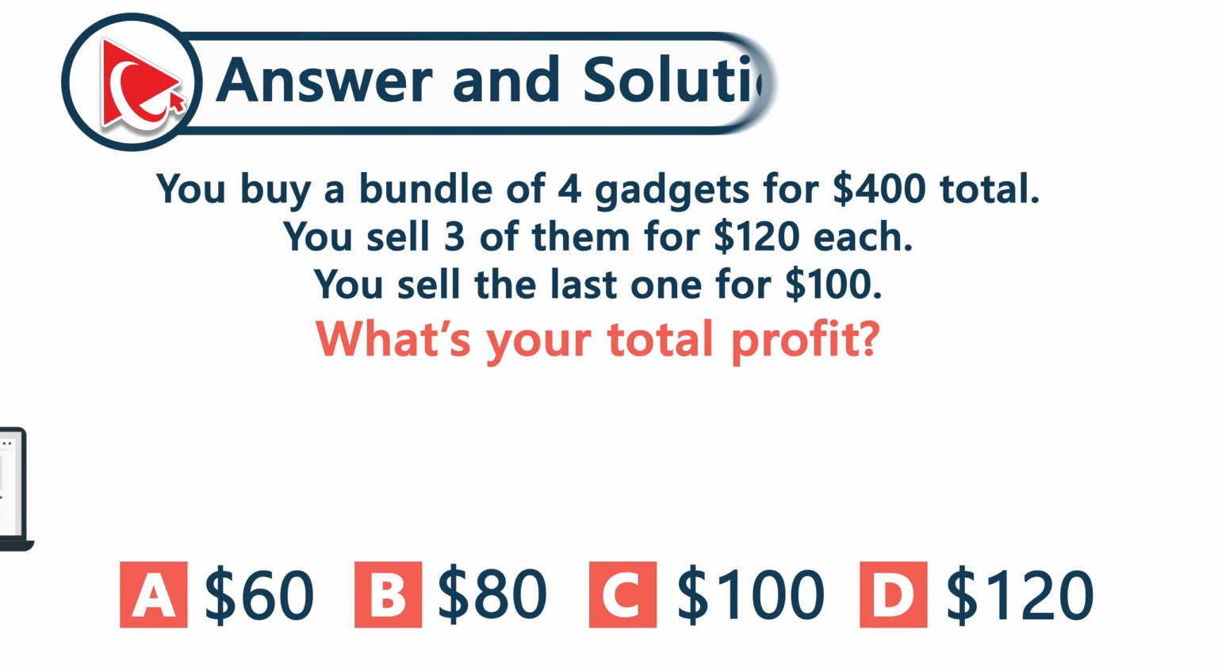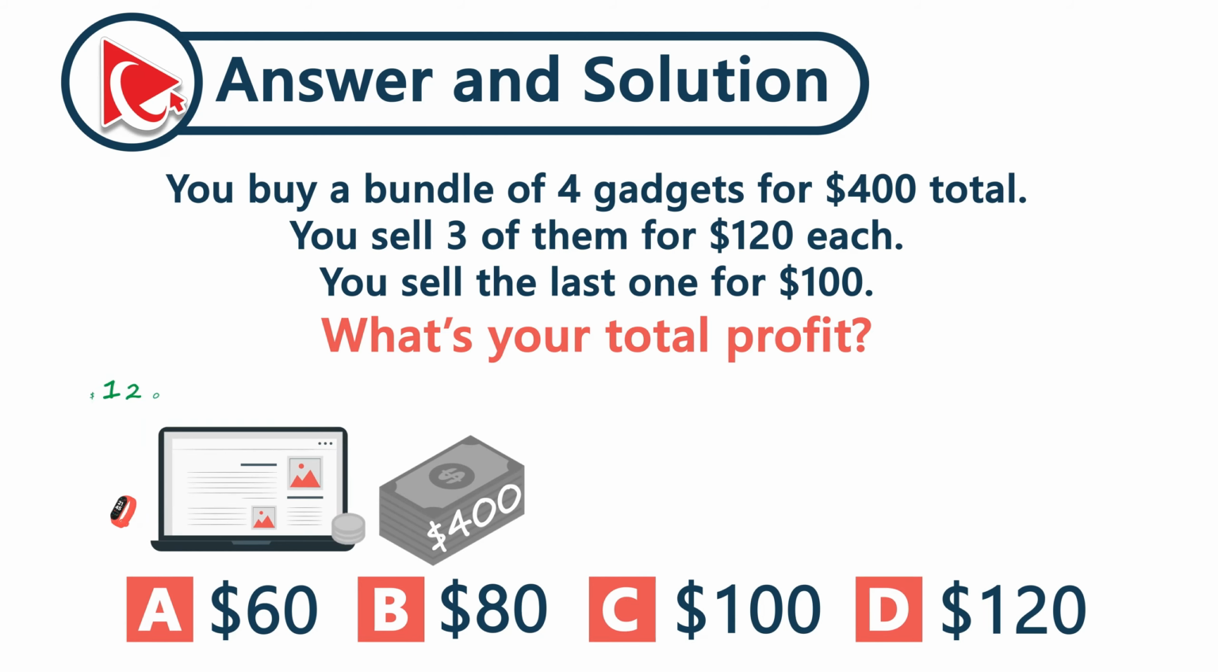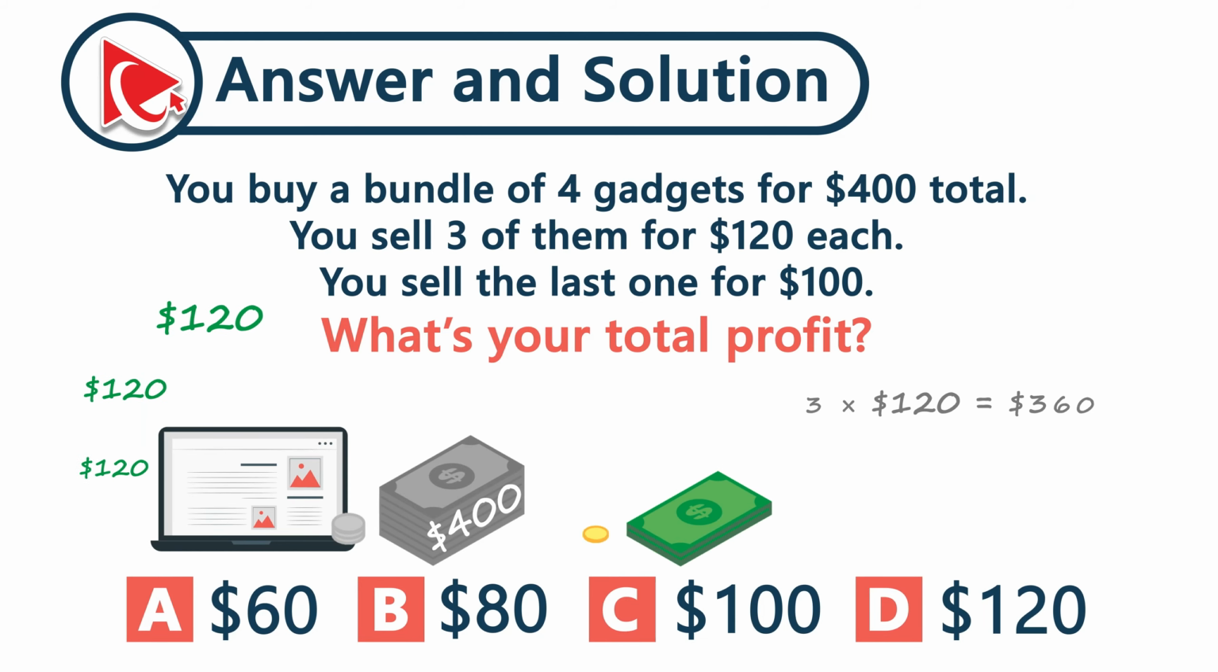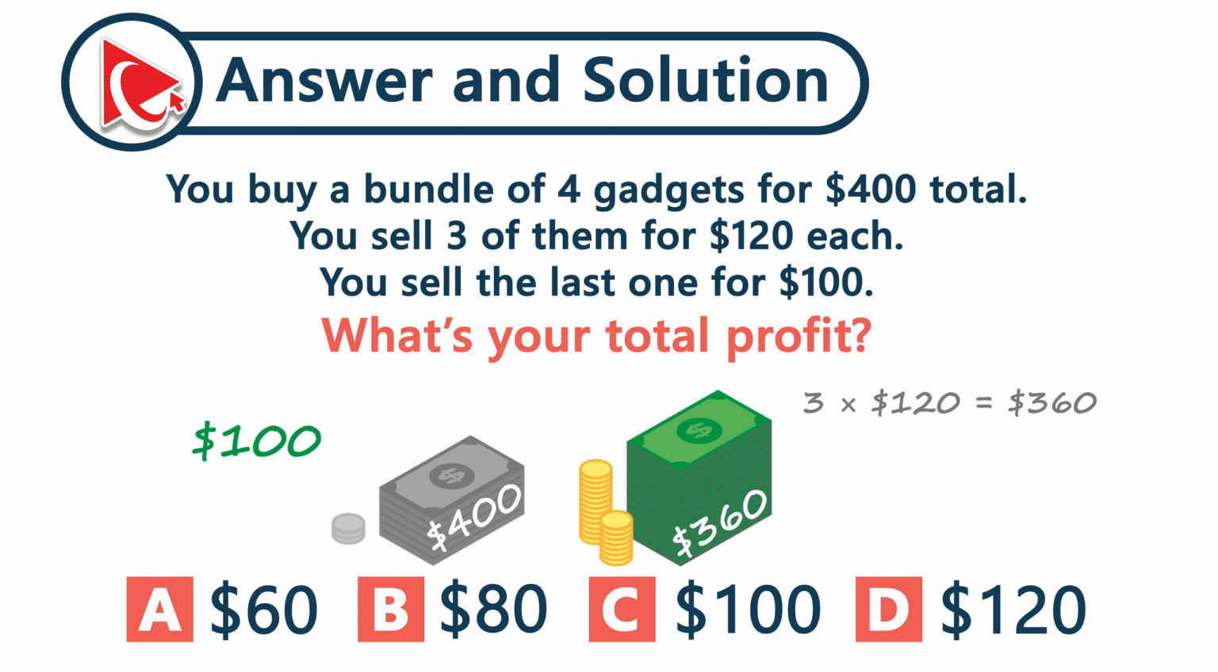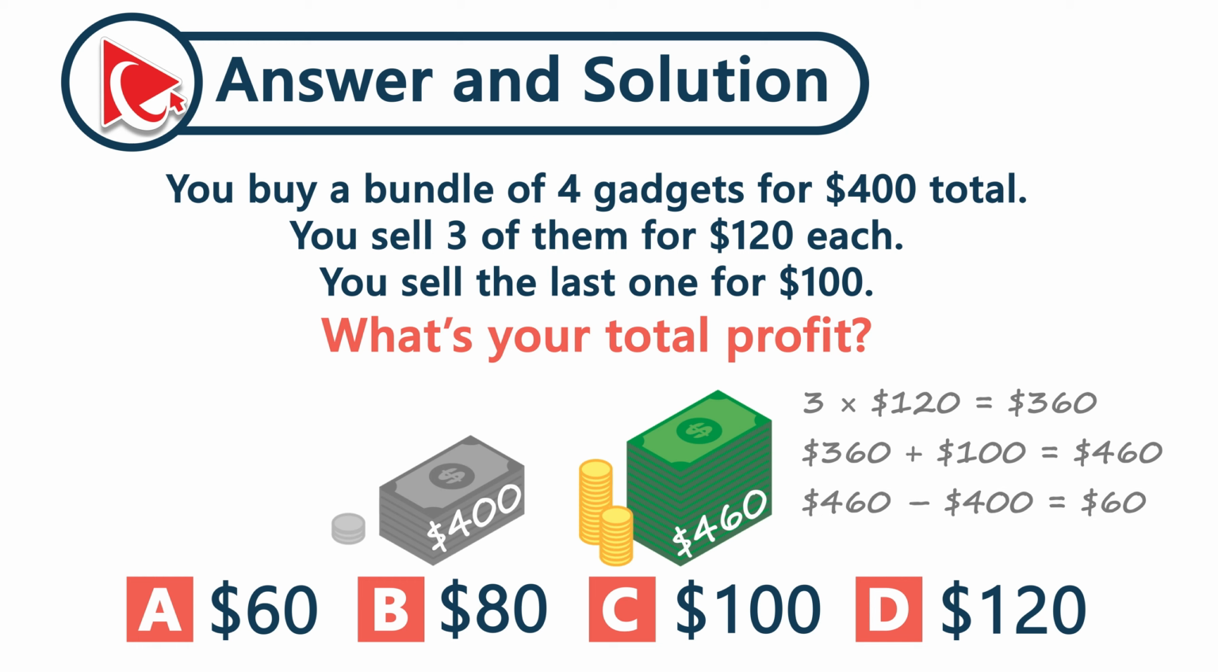You spent $400, that's your total cost. Then you made $120 from each one of the first 3 gadgets. 3 multiplied by $120 is $360. Then you sold the fourth one for $100. Altogether, you brought in $460 in revenue. Now let's subtract $460 minus $400, and the result is $60. So the final answer is choice A.